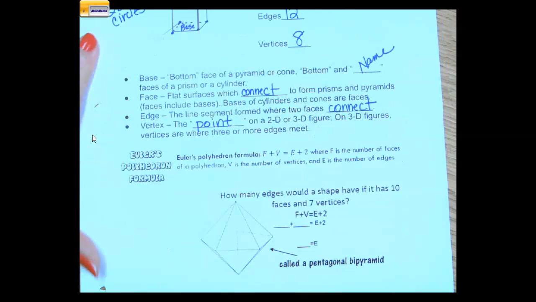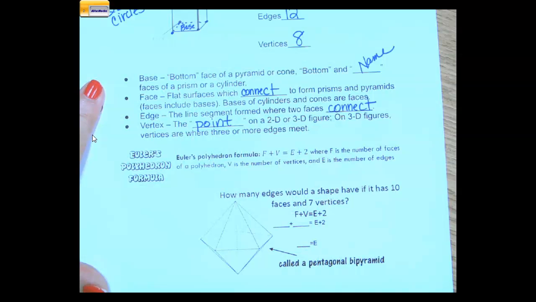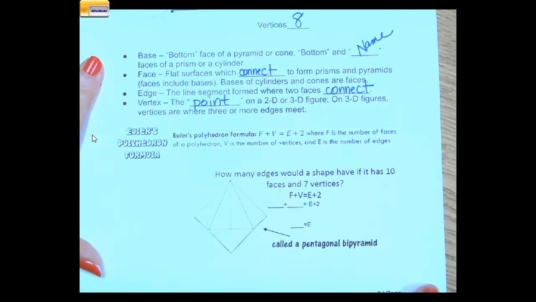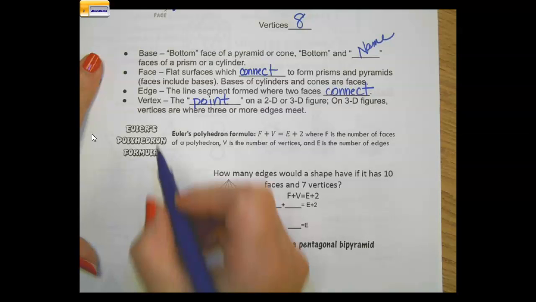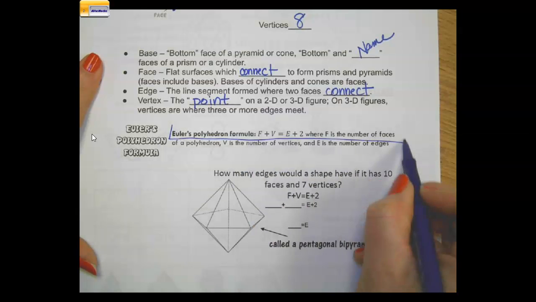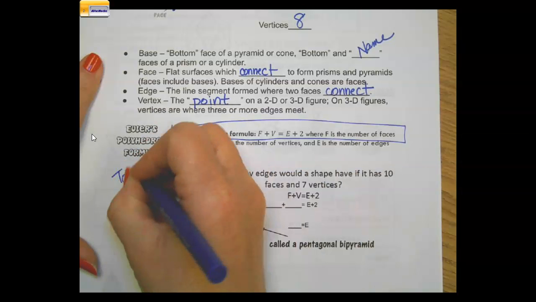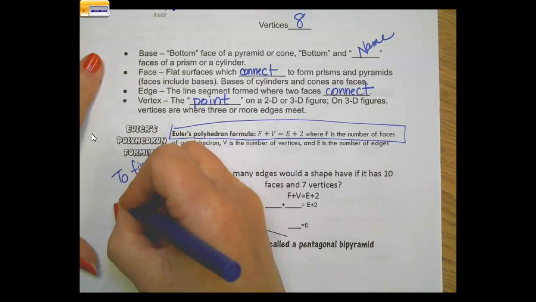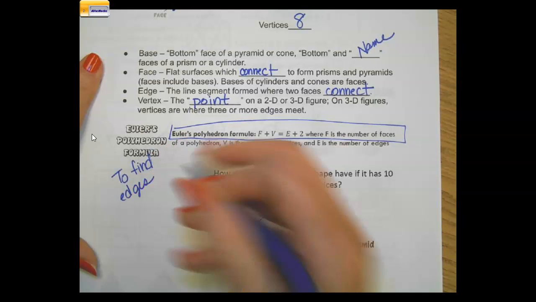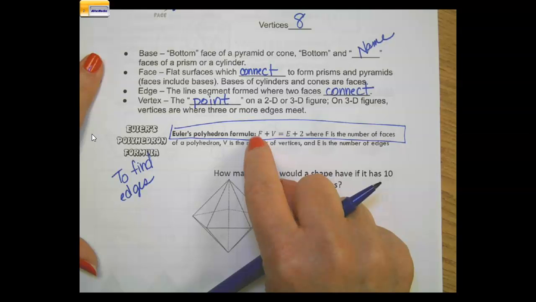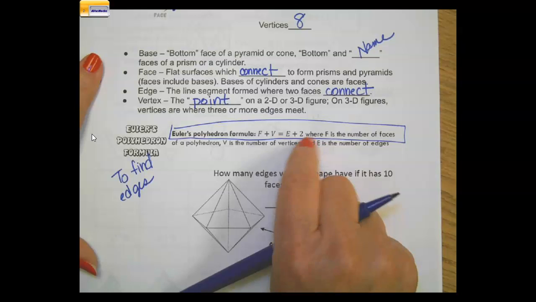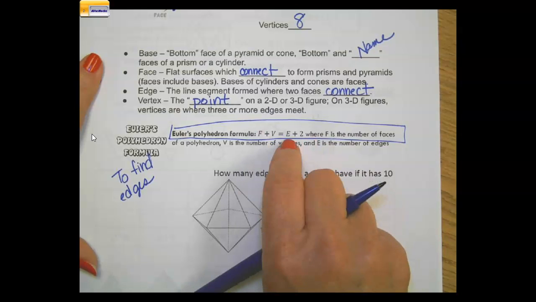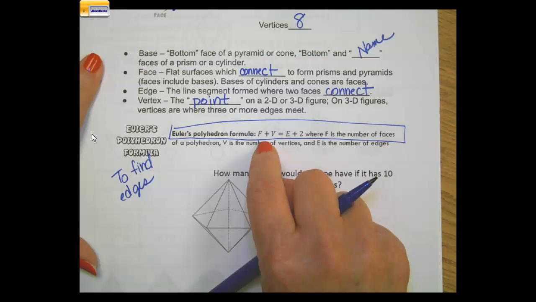Now here's a formula. It's called Euler. Euler is a famous mathematician. Let's see if you can see this better. So here's his formula, where it helps us find those edges, or you can use it to find other things. So you know how to rearrange this formula. For example, if I wanted to find out how many faces, I would subtract the vertices over here. So you can rearrange this to find whatever you need. If I need to find vertices, I would subtract faces.